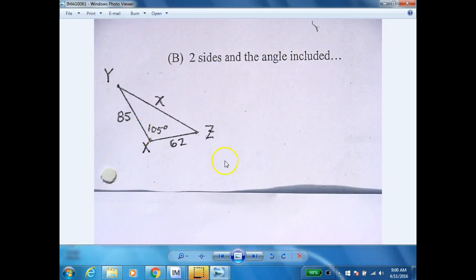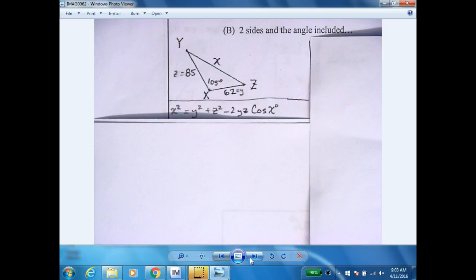Okay? I want you to copy that triangle down for letter B, and then solve the triangle, please. That means find all angles and all side measures. Okay, I'm going to gradually put up answers for the way I've done it. Now, you may be solving for a different side to begin with than I am. I solved for x first. I labeled x, y, and z.